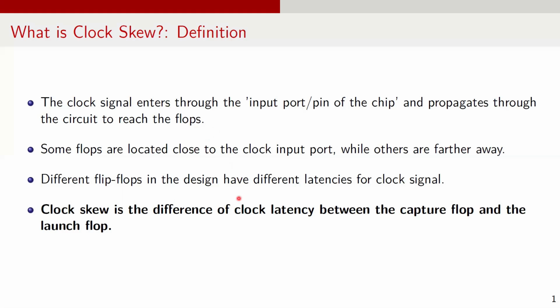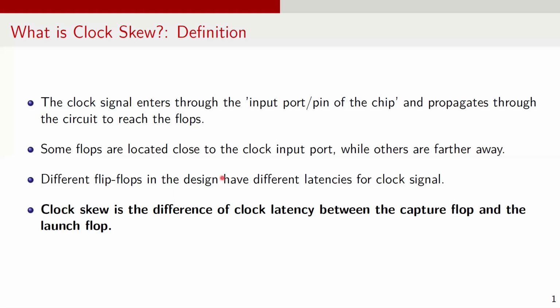Theoretically, the time a clock signal takes to propagate from the chip's clock input port to the clock input of the flip flop is called clock latency. So we can say that different flip flops in the design have different latencies for the clock signal. Now let's define clock skew. Clock skew is the difference of the clock latencies between the capture flop and the launch flop. Or in other words, it is the difference of the time between the same edge of the clock signal arriving at the capture flop and the launch flop.